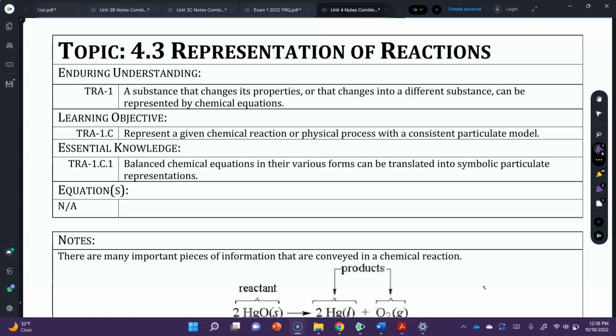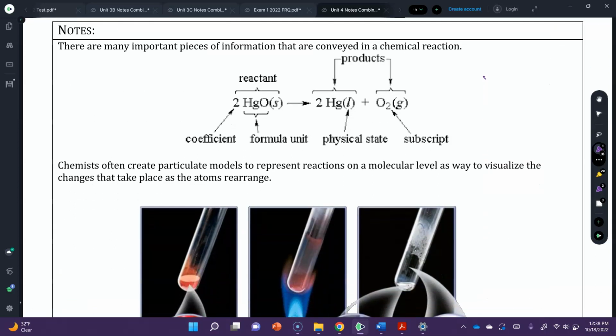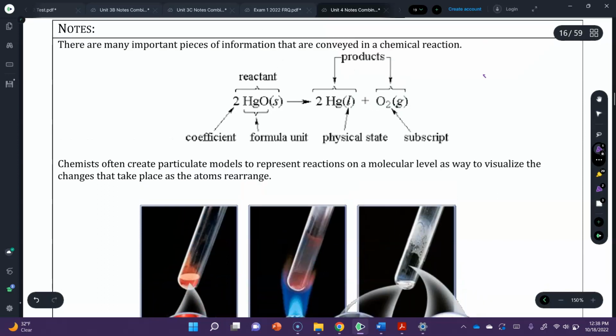Everyone, welcome to topic 4.3, representation of reactions. In this, you will be able to represent a given chemical reaction or physical process with a consistent particulate model. Feel free to jump to the I do, we do's if you have read through these already.